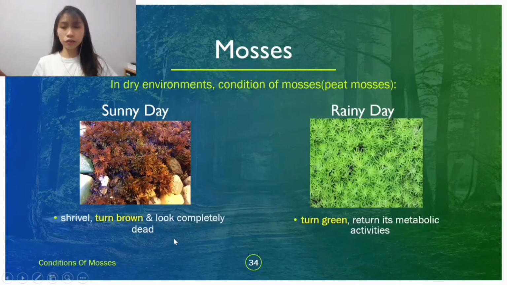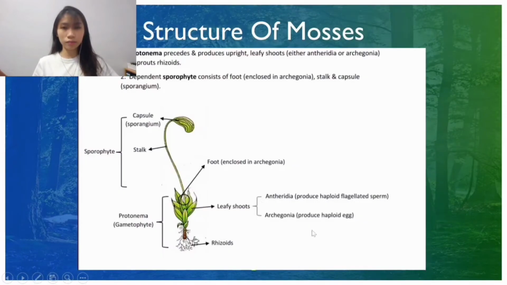And these are the 2 conditions of mosses during a sunny day and a rainy day. As we can see from the picture here, during the sunny day it shrivels, turns brown, and looks completely dead. On a rainy day it will turn green and return to its metabolic activities.